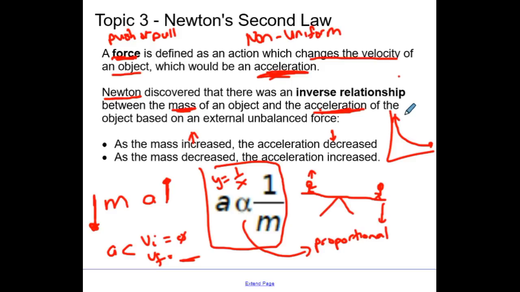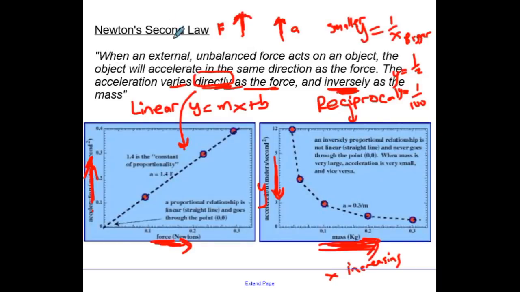But if you want to ask a question about it, feel free to pause and ask me more about the direct versus inverse relationships. But basically, here's Newton's second law. What it states is you use more force, you get more acceleration. But if you use more mass, you get less acceleration, right? Push stronger, there'll be more of a change in velocity. But make it heavier, well, now you can't have as much change in velocity because it's heavier.